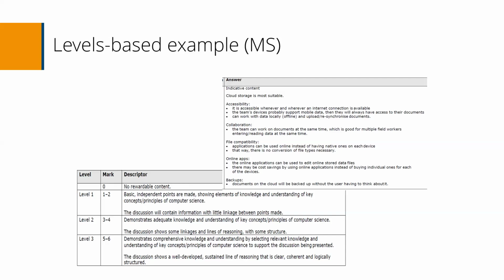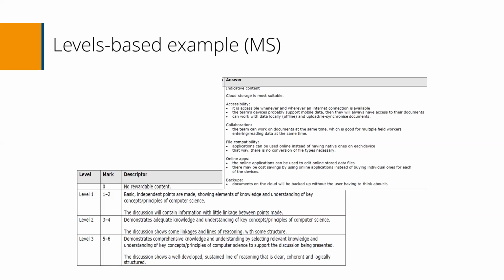The statements in those boxes are for the top mark in that level. Okay, so for 2 marks, they should have done everything that's basically in that statement box, or most of what's in that statement box. Okay, for 4 marks for level 2, they have to demonstrate adequate knowledge and understanding. They have to have some discussion. And for level 3, for 6 marks, they have to demonstrate comprehensive knowledge and understanding by selecting relevant knowledge and understanding of key concepts, and they have a well-developed discussion.